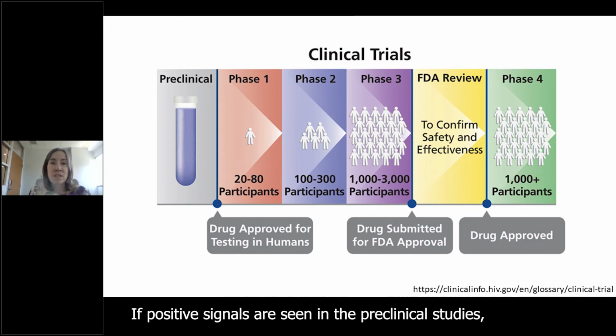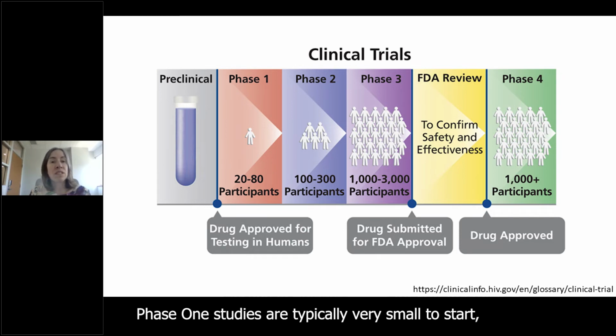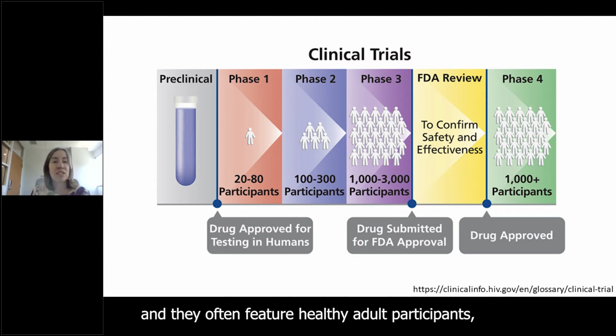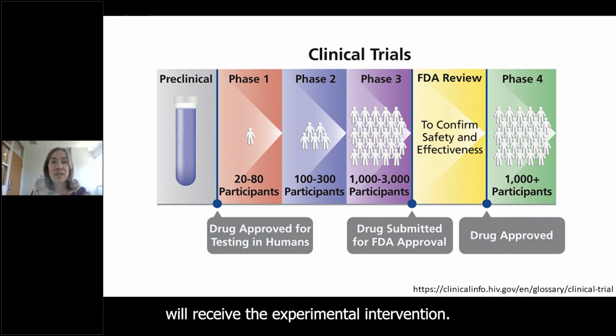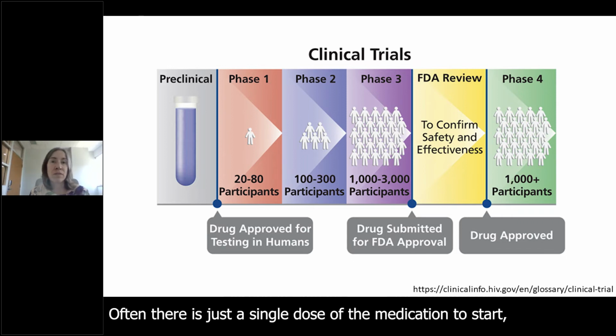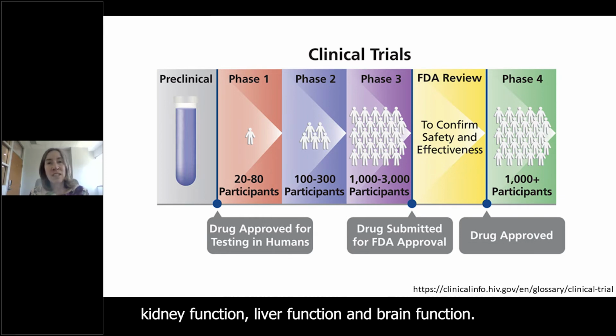If positive signals are seen in the preclinical studies, then the drug may advance to the earliest clinical trials in humans, and these are called phase 1 studies. Phase 1 studies are typically very small to start, and they often feature healthy adult participants, not necessarily patients, who often in an open label design will receive the experimental intervention. These are typically very short. Often there's just a single dose of the medication to start, while lots of measurements are done of heart function, kidney function, liver function, and brain function.